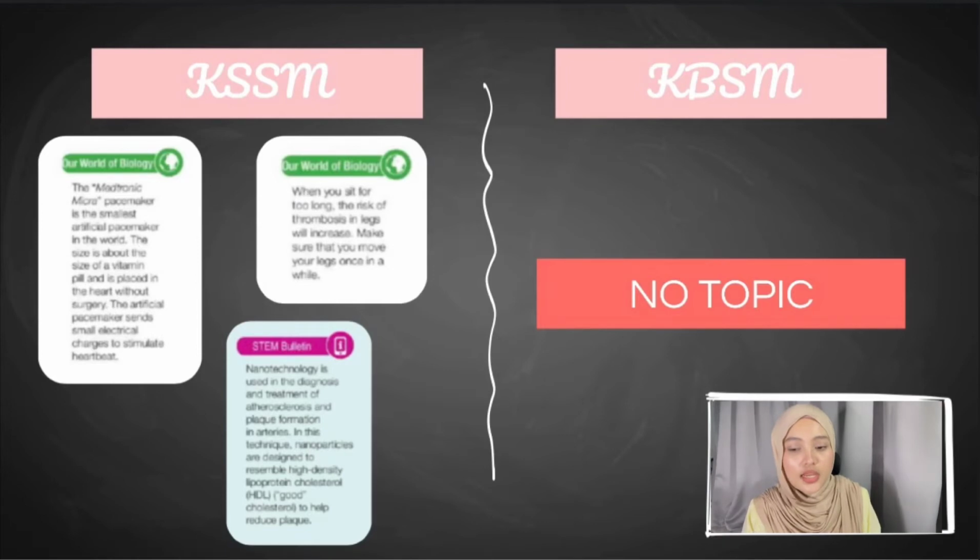KBSM textbook. As for KSSM textbook, there are 3 key concepts, whereas 2 of it are Our World of Biology and the other one is STEM Bulletin. And as for KBSM topic, there is no key concept because this topic does not exist in the KBSM textbook.